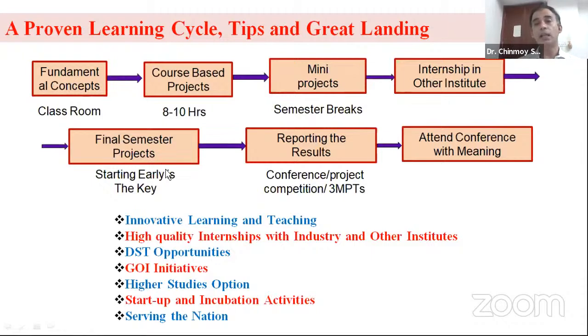And I always tell, if you have done some work, that work should be visible to other people. So you have to report the result. Everyone doesn't expect that a BTech student will be publishing in a journal, but a very good high quality conference paper definitely should come out, because that enriches your CV, and enrichment of your CV is very, very important, whether it be for higher education or a job interview or anything.